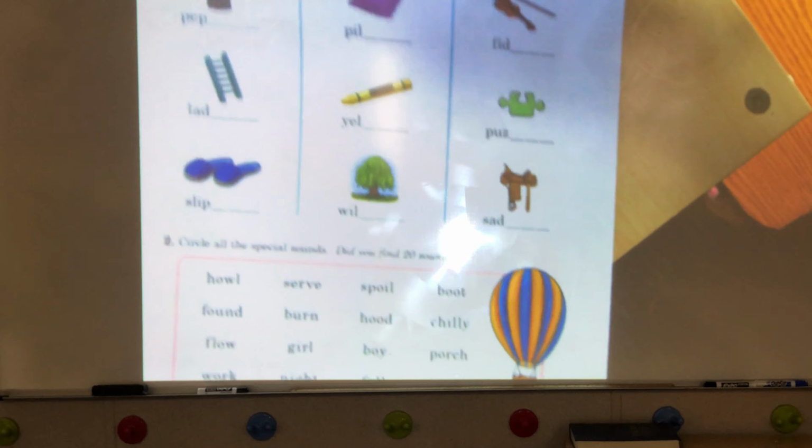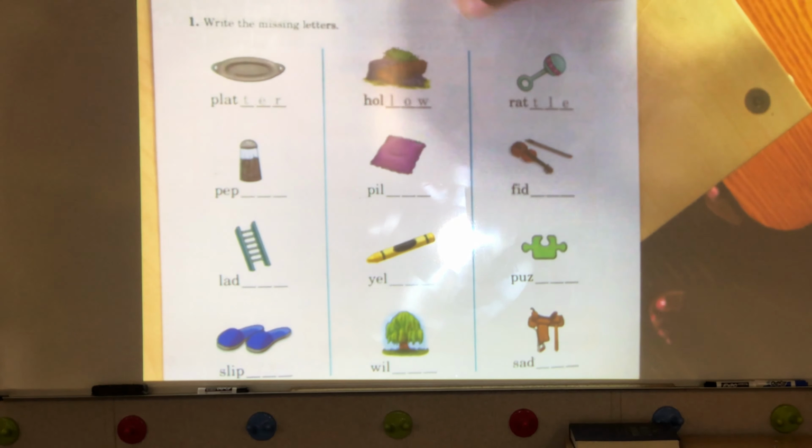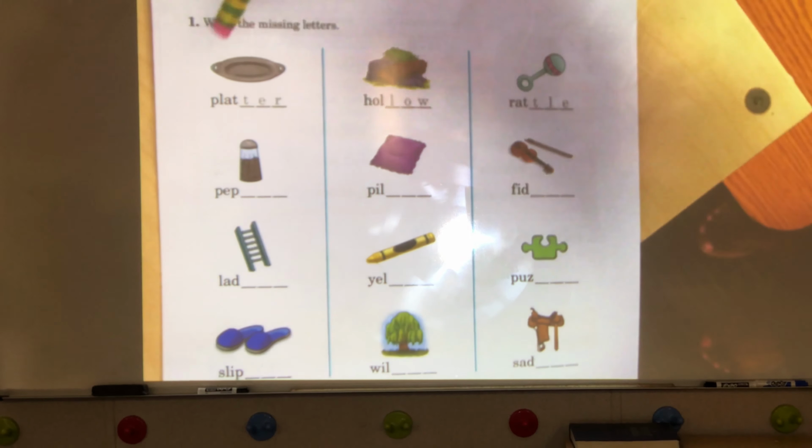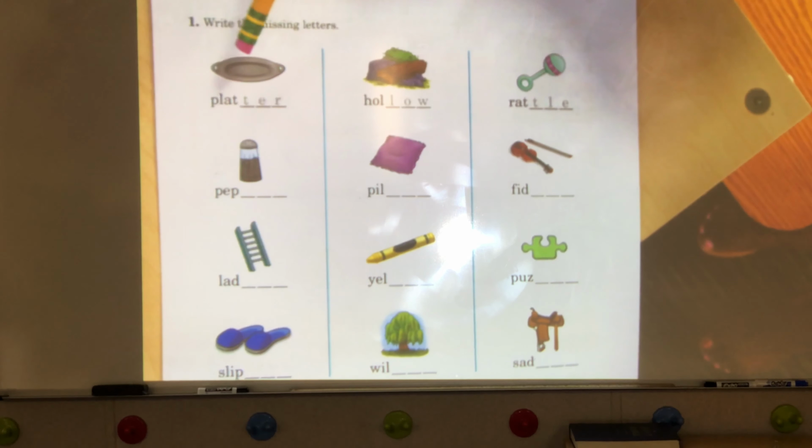Page 148. Section 1 says write the missing letters. Let's take a look at the one that's done for us. Here you have something that looks like a platter. You have the word plat, and you need to write the remaining word. This is where you break up words into syllables. So you have plat-ter, T-E-R, platter.